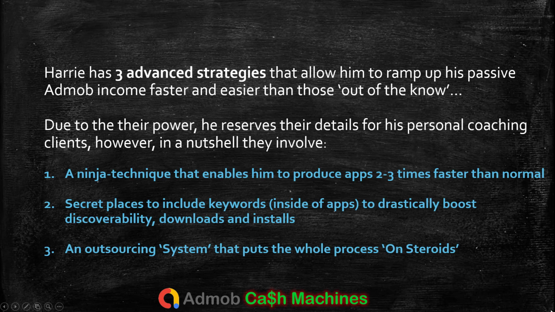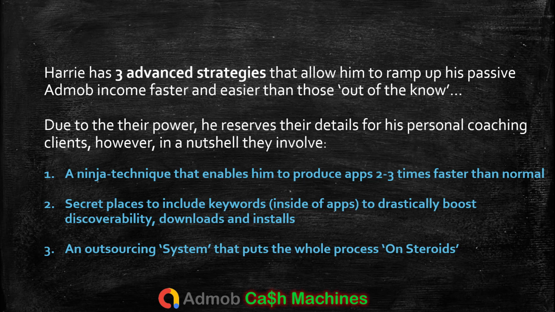Okay, so what is this 5th and really the most powerful game-changing step all about? Well, here's what it comes down to, folks. Harry has 3 advanced strategies that allow him to ramp up his passive AdMob income faster and easier than those that just simply don't know about these things, okay? Now, due to their power, and really their dominating power, because they're truly an unfair advantage, right, when you put them all together, Harry reserves their details for his personal coaching clients, okay?